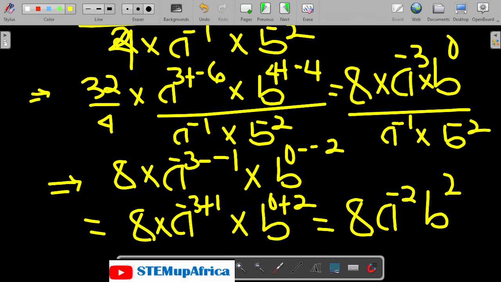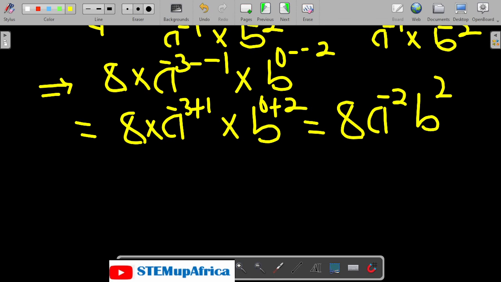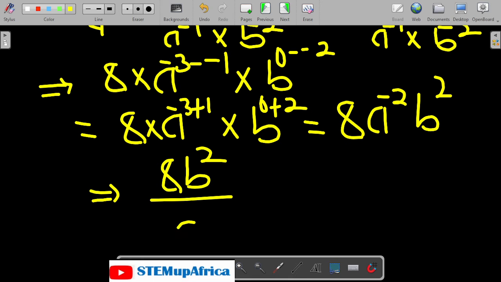So I can apply the law of indices to the negative power of a. Our solution now will be 8b^2 over a^2. So this is the solution to question 2a.